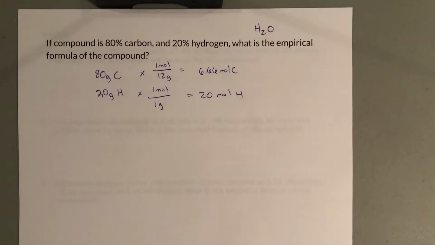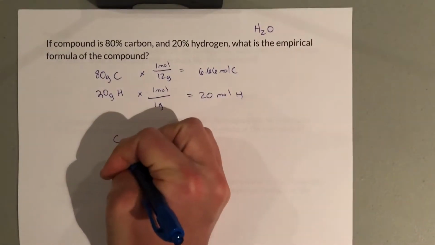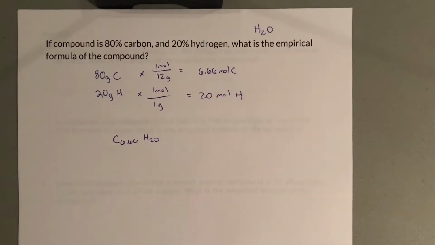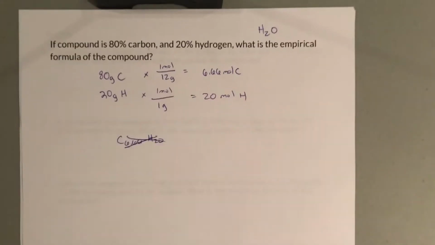From here, we got to write it as a formula. We can't just write it as C6.66H20 because that's not how chemical formulas are written. Chemical formulas have to be written as whole number ratios, which that isn't. We also can't just round it to C7H20 because you're changing the formula. C6.66H20 is not the same as C7H20. So we can't just round it. So this doesn't work. So we need to find our whole number ratio.